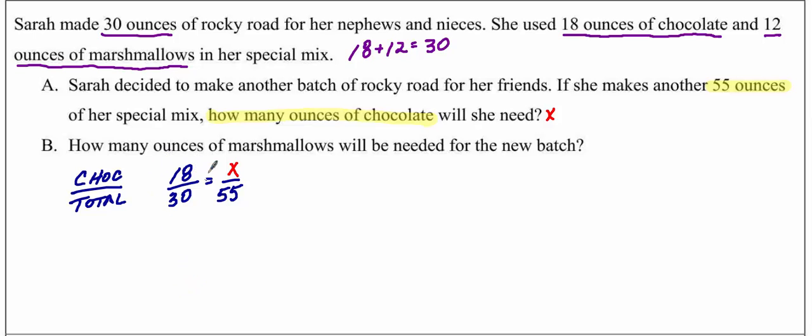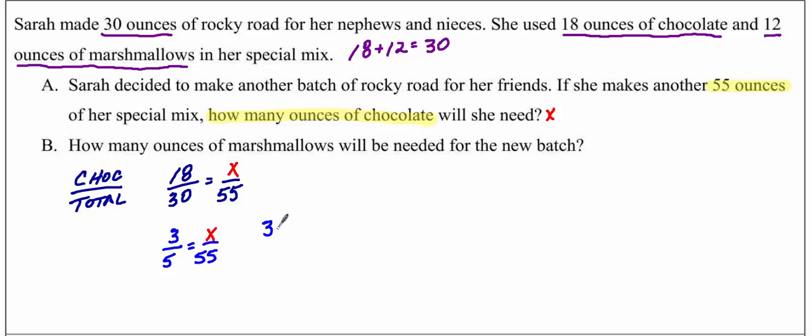As I spoke earlier, I would simplify this. These start to be really big numbers to work with, so I would simplify this. I'd look, is there something that goes into 18 and 30? And I happen to know that 6 goes into 18 3 times, and 6 goes into 30 5 times. So we actually have 3/5 times x over 55. So now our multiplication is much easier.